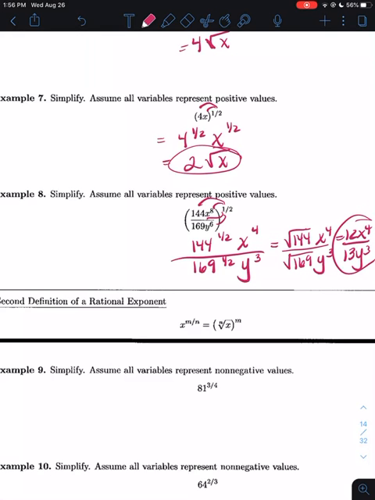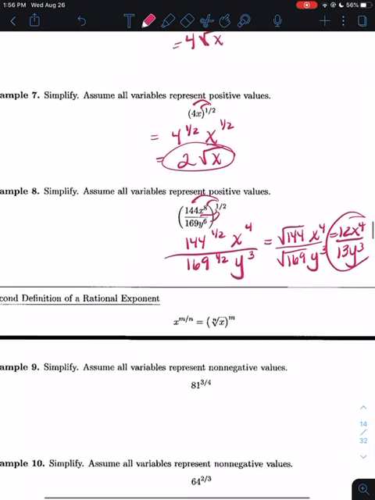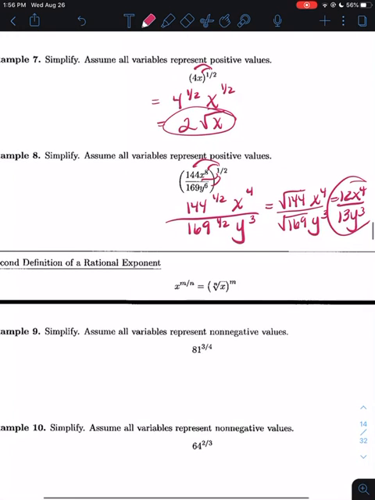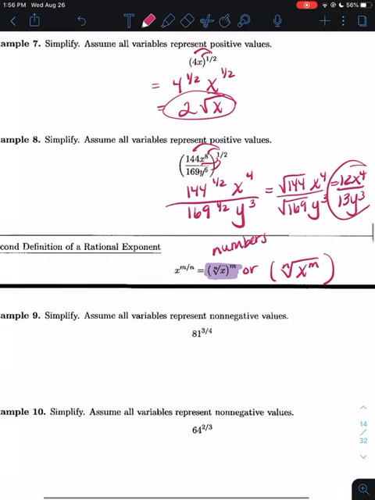All right. So now a second definition of rational exponents. What if you have a number other than 1 as your numerator? Notice you have x to the m over n. Well, this is the same thing as the nth root of x raised to the m power, or the nth root of x to the m power. It just depends on what type of problem you're dealing with. Most of the time, if you're dealing with only numbers, like the next examples, this is how you want to rewrite it.